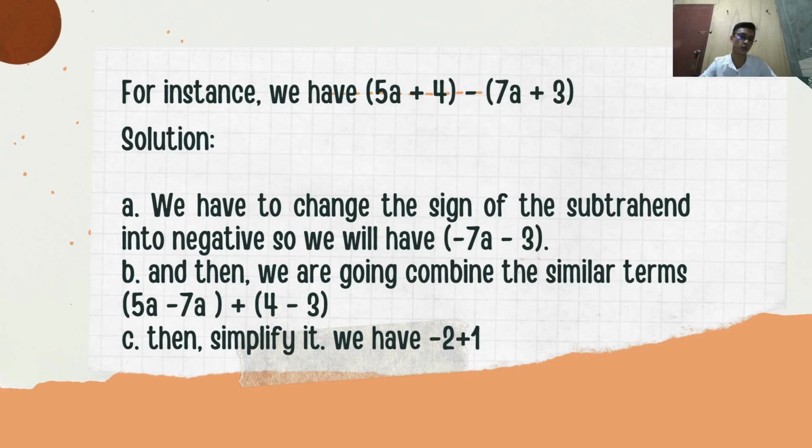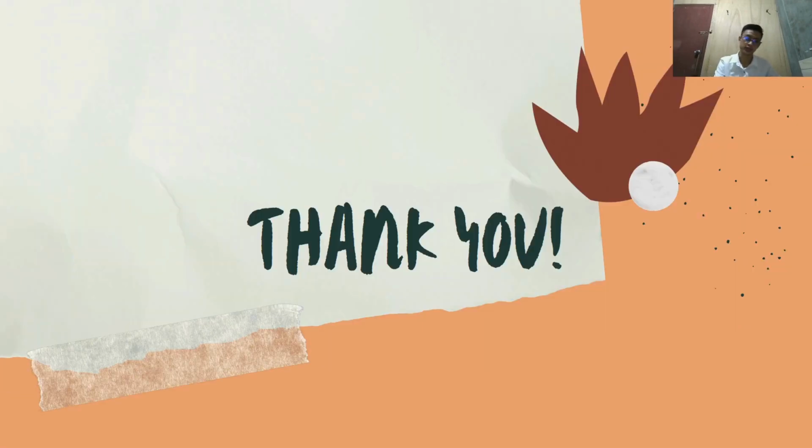And then, we are going to combine the similar terms. Now, the sign outside was changed, the minus became plus. We are going to simplify it further. So we have 5a minus 7a plus 4 minus 3. Then simplify it. We have 5a minus 7a is equal to negative 2a plus 1. Negative 2a plus 1. So that's the answer. That's the solution.